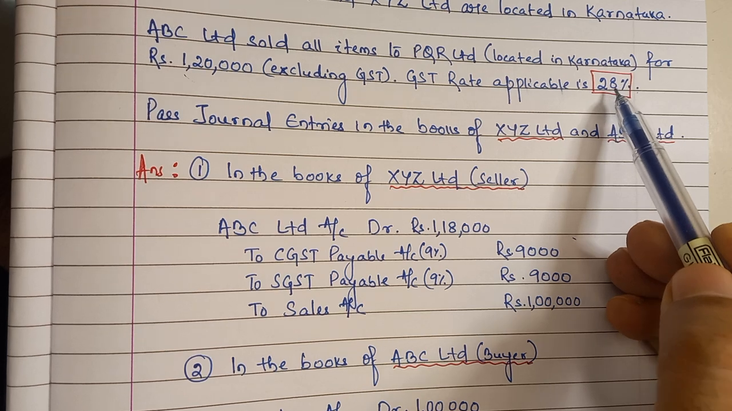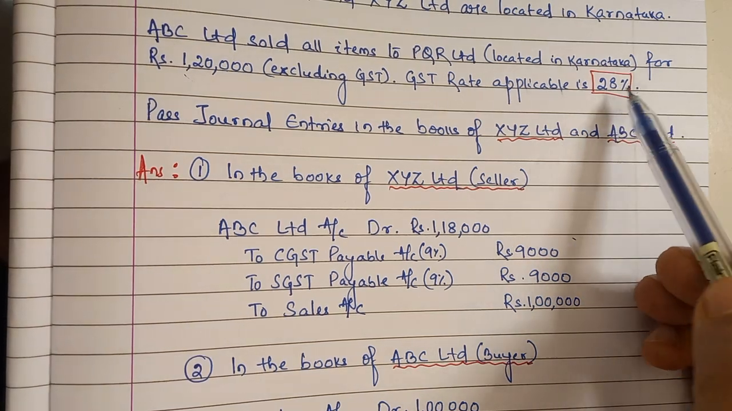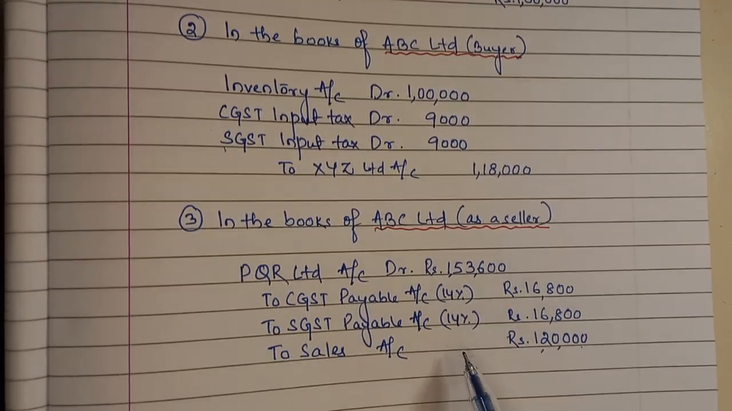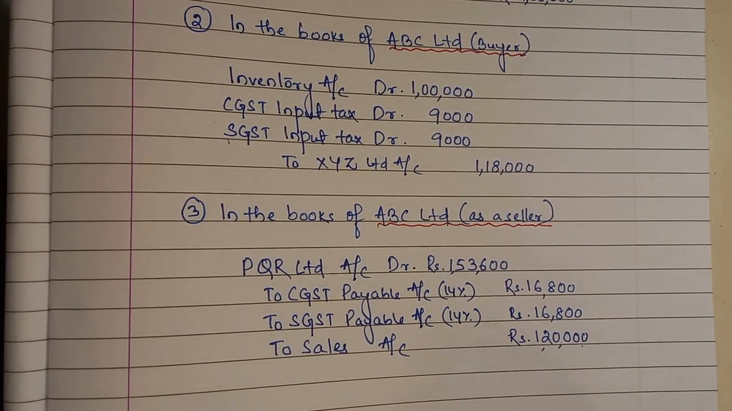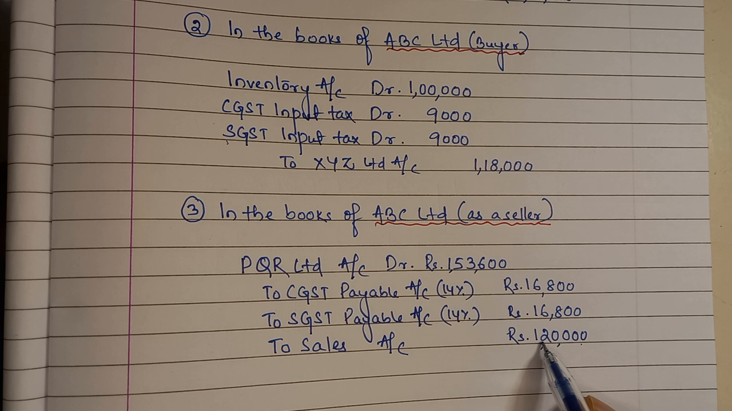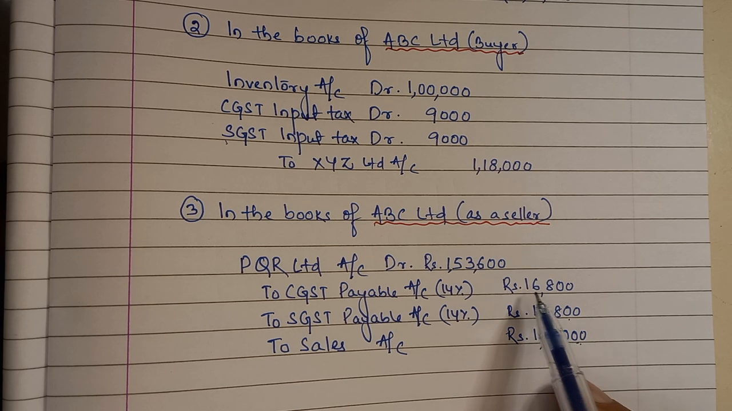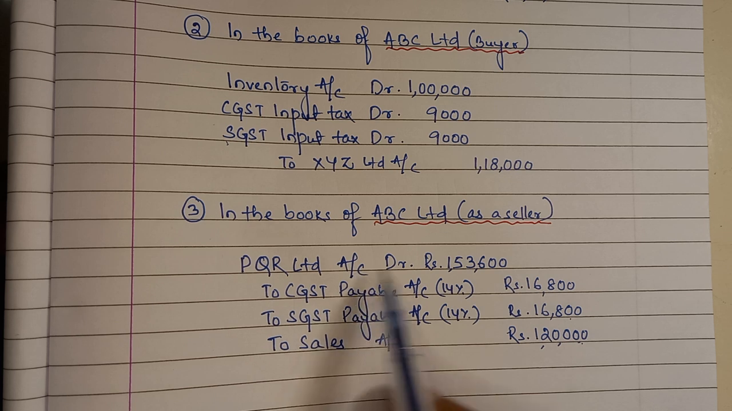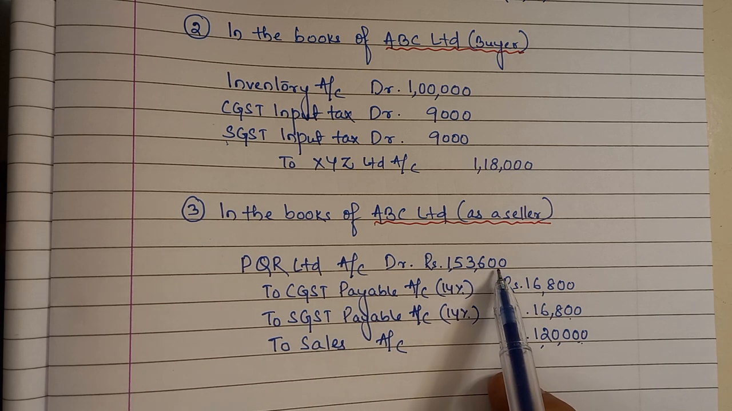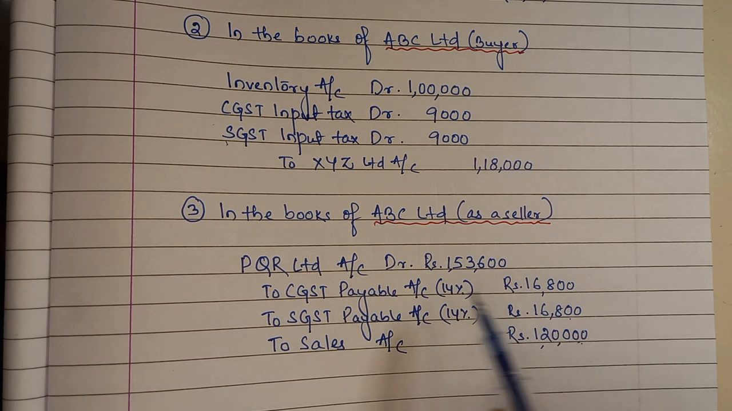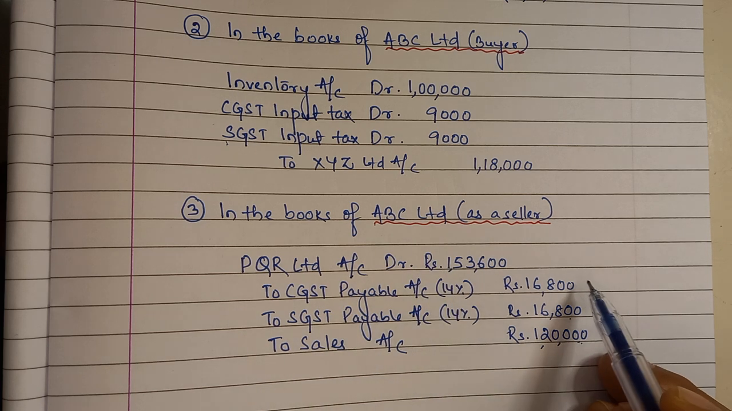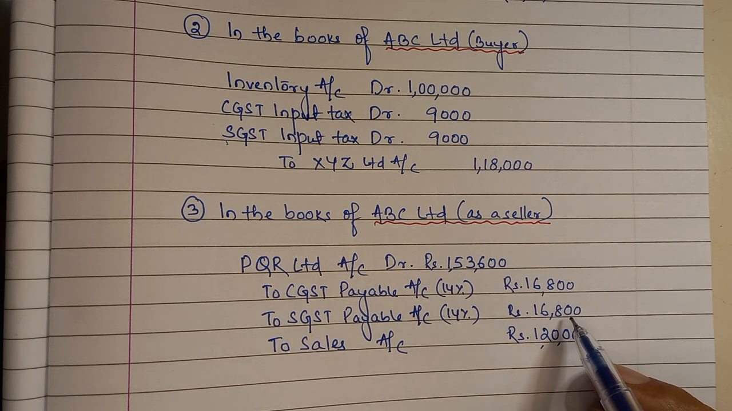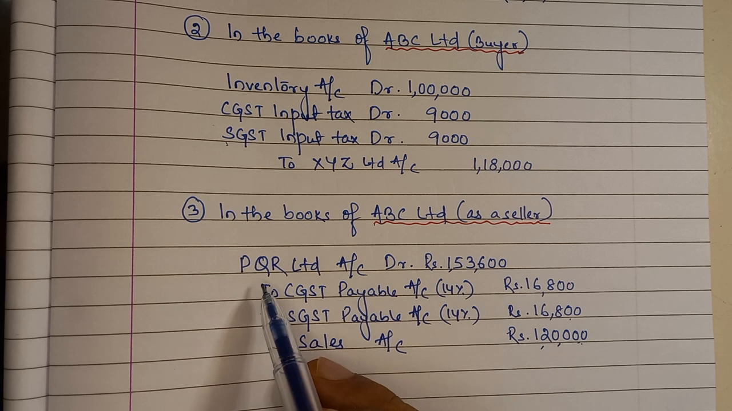So 50% will be towards CGST and 50% towards SGST, which is 14% and 14%, correct? So what is the amount? 14% on 1,20,000 is 16,800, and 16,800. So PQR Limited is going to pay 1,53,600 to ABC Limited, and here also ABC Limited will file a return stating that 16,800 plus 16,800 was collected from PQR Limited.